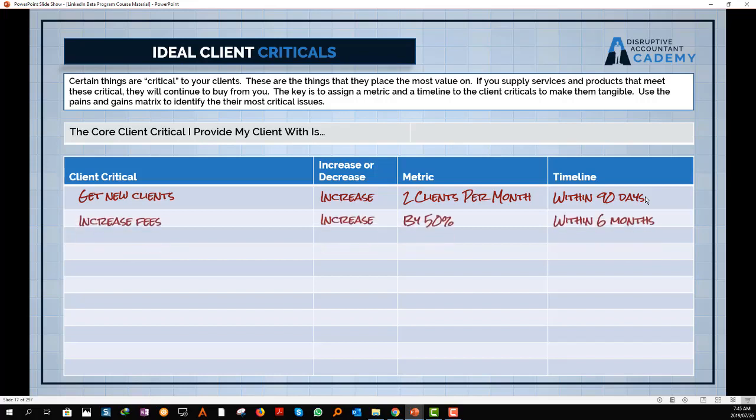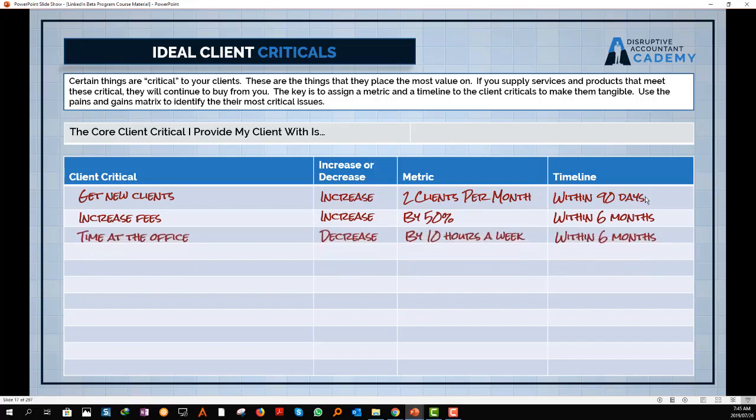So here's another example. My clients want to increase fees. A lot of them haven't, because we've been under such severe pressure. They haven't increased in the last few years. So here's a metric. You might want to increase fees by 10%, by 20%, by 50%. When? Because we need the timeline. Within 2 months, within 6 months, within a year. Very simple. Let's show you a decrease example, just for completeness.